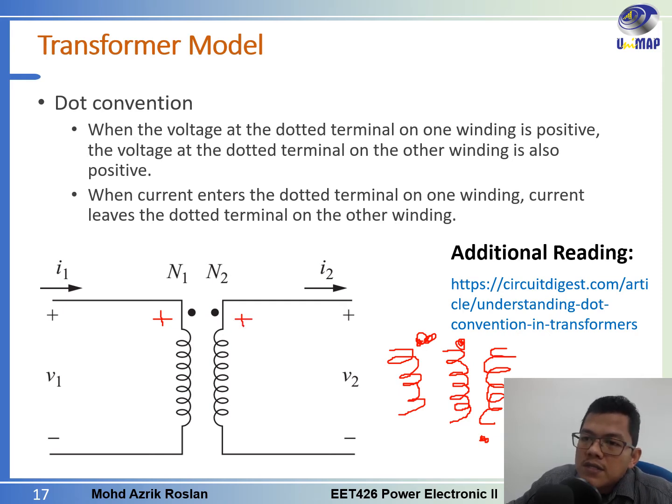The second one actually means the same thing. When the current enters the dotted terminal on one winding, the current will leave the dotted terminal on the other winding. So the current is coming to the dotted end here, and then it will leave the dotted terminal as well. The current will come from here, this is the direction, and at the secondary winding it will go out like this. It will go out from the dotted terminal.